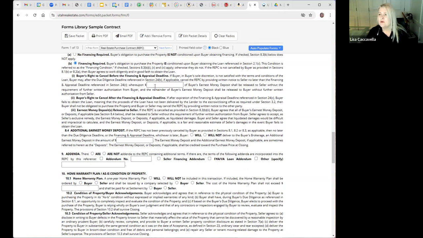Okay, so buyer's right to cancel. So this is saying that if the buyer is incredibly confident in their financing, that they know that they have got this loan in the bag, they have 850 credit scores, they have almost no debt, they are not worried about qualifying for this loan at all.